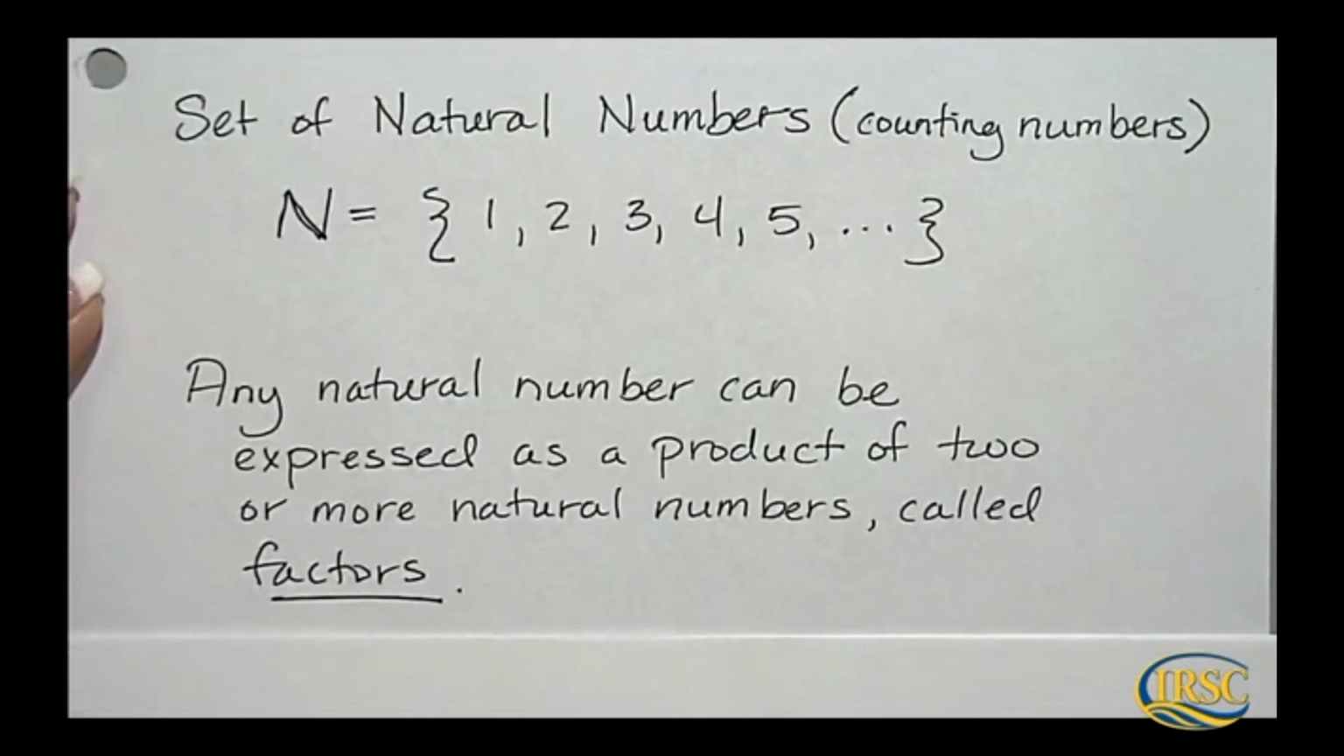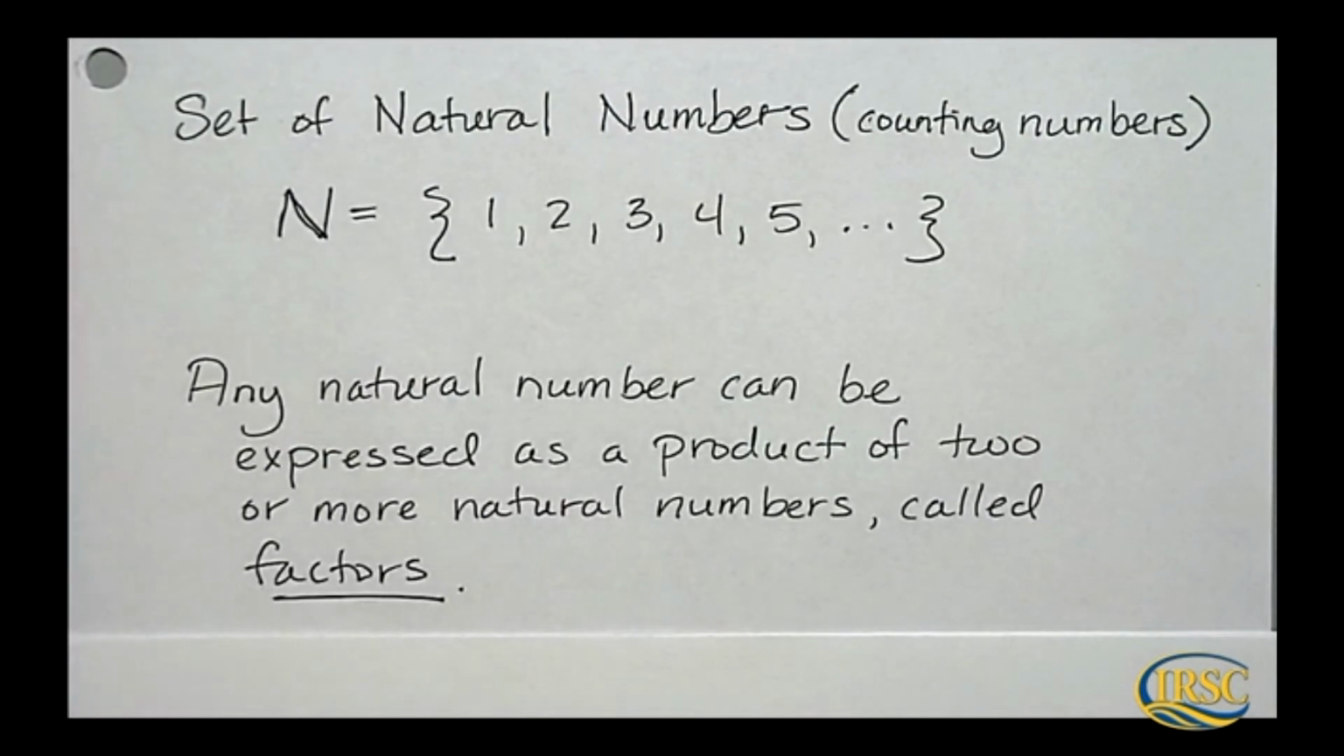So any natural number can be expressed as a product of 2 or more natural numbers called factors. A lot of this vocabulary that I'm going to throw at you, you've heard it before. Maybe you just didn't formalize the meaning of it. And so I'm just going back over it to make sure we're all on the same page.